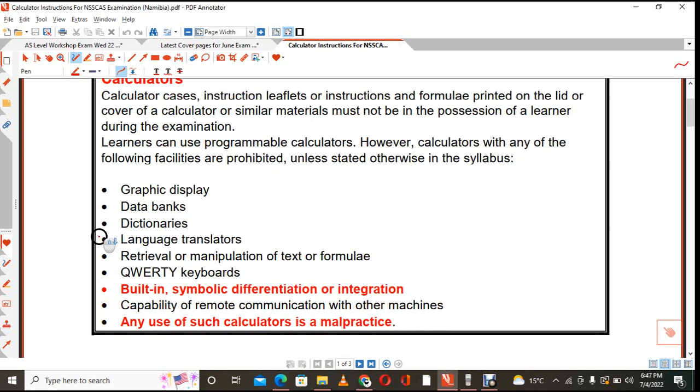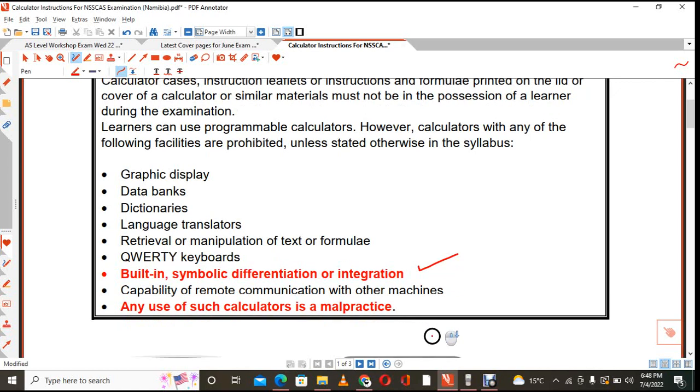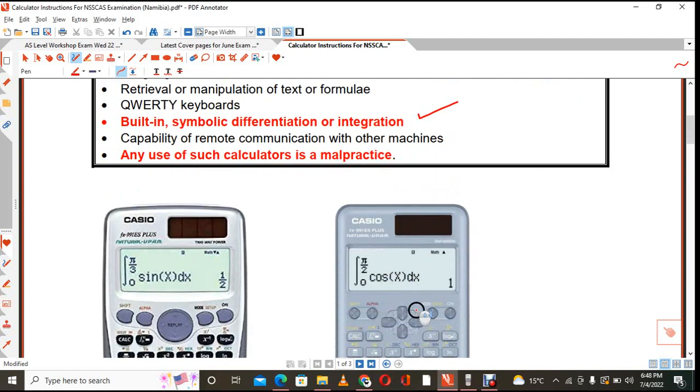So graphic display, graphic calculators are ones where you can see the graphs. Data banks, dictionaries, language translators, retrieval or manipulation of text or formula. QWERTY keyboard, I'm going to explain that one now. Built-in symbolic differentiation or integration, this is what I was referring to. Capability of remote communication with other machines. Any use of such calculators is malpractice and you are going to be disqualified.